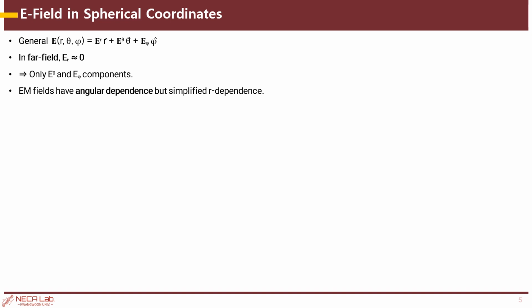When we deal with antennas, it's more useful to describe the electric field in spherical coordinates using r, theta, and phi directions. In general, the E field can have components in all three directions like the first equation. But in the far field, something nice happens. The radial component E_r becomes almost zero, so we are only left with E theta and E phi, which makes analysis much easier. Electromagnetic fields still depend on the angles theta and phi. This is called angular dependence, but the way they change with R is simpler now.